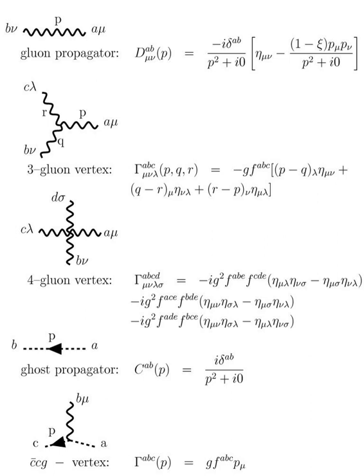A method of quantizing the Yang-Mills theory is by functional methods, i.e. path integrals. One introduces a generating functional for endpoint functions as Z[J] equals the integral of DA exp(-i/2 ∫d⁴x tr F_μν F^μν + i∫d⁴x J_μ A^μ(x)).